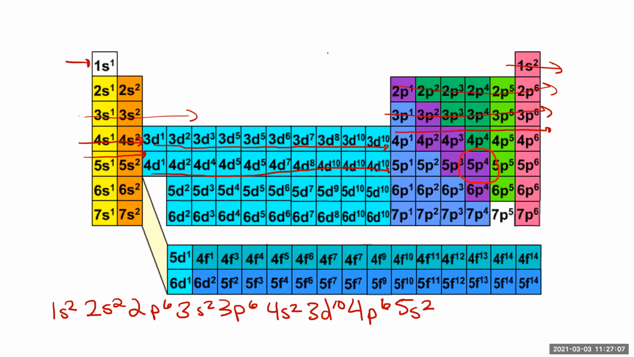4d, we continue through, 4d10, and finally we hit the 5p, and we stop here because that is where we are, 5p4. That would be our electron configuration for that element. I hope this is helpful. I'm going to stop this here and move on to another topic.